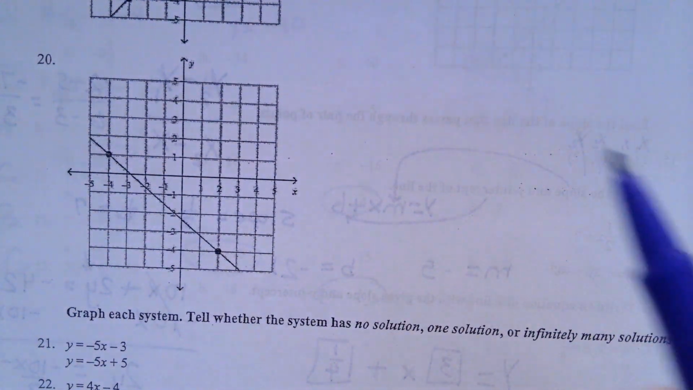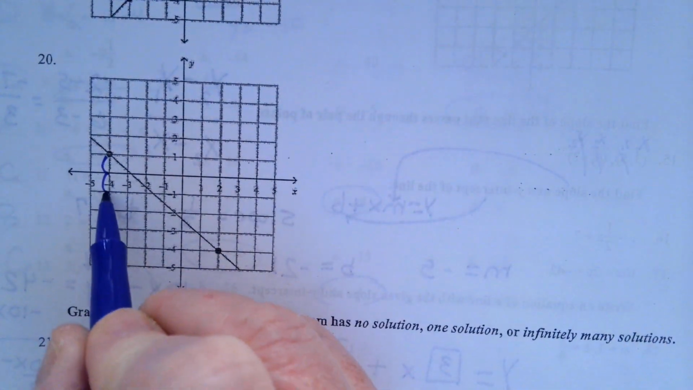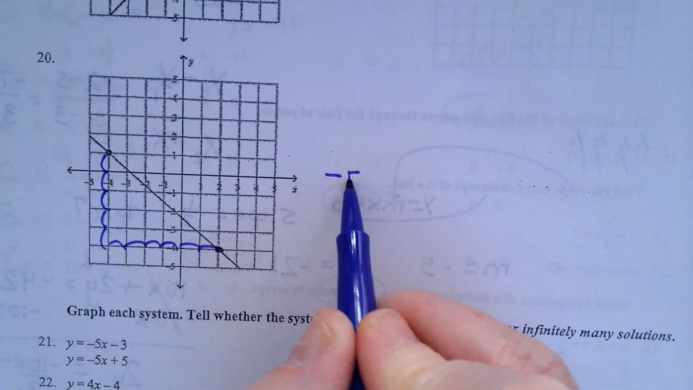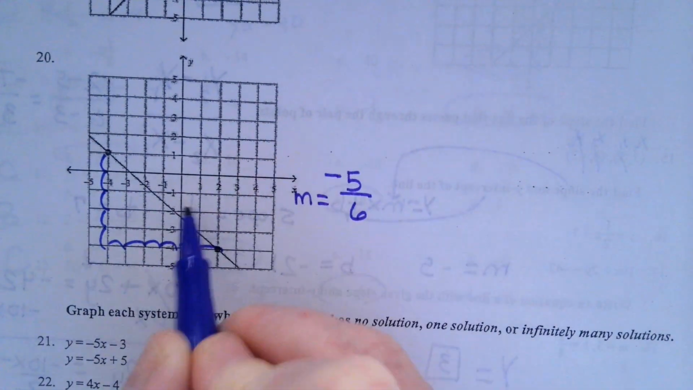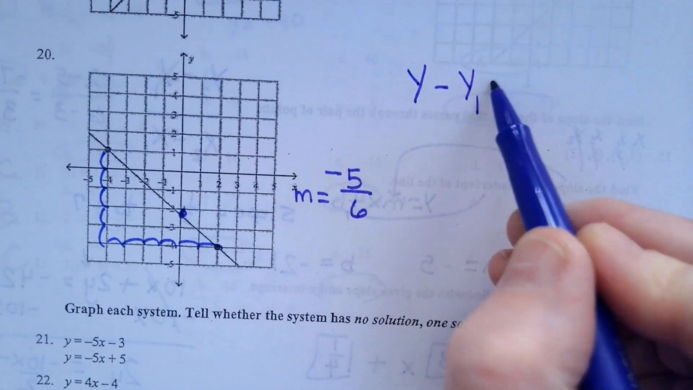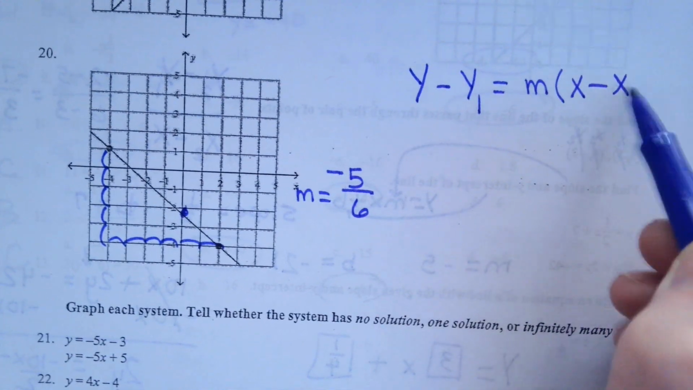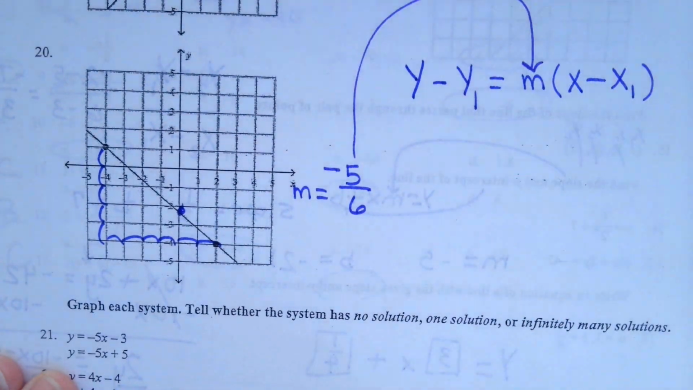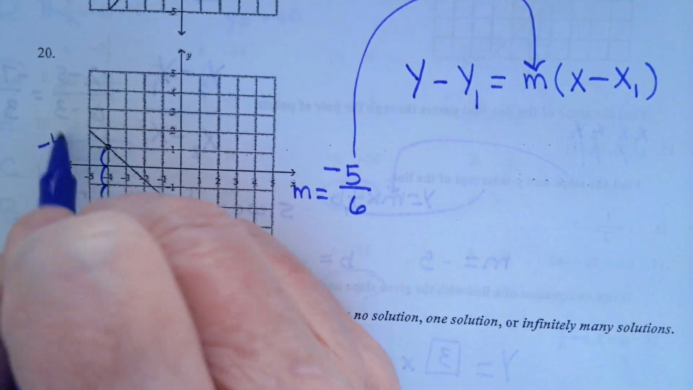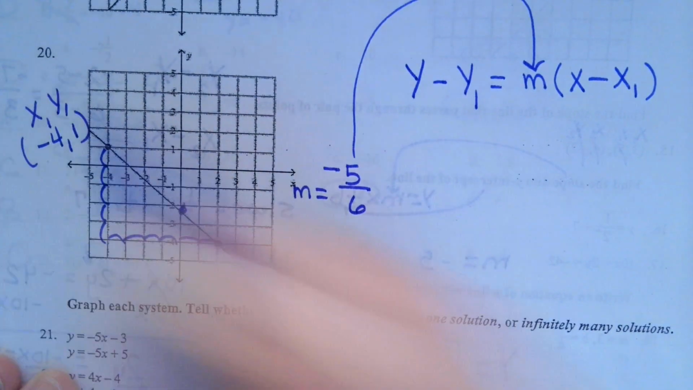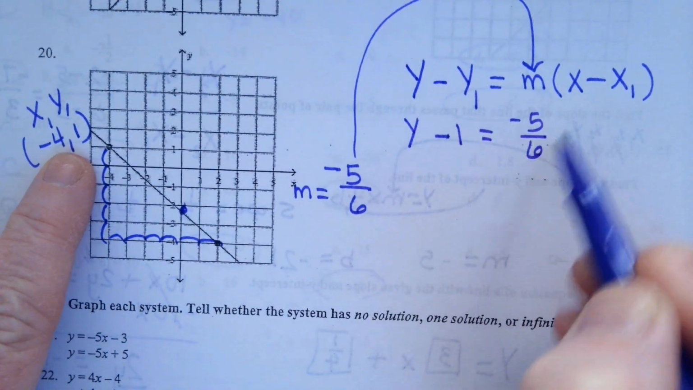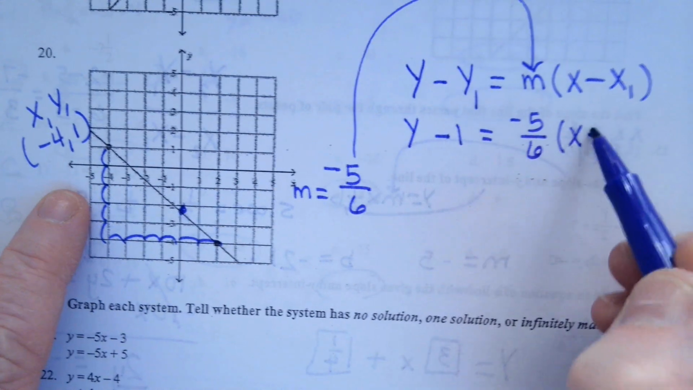Number 20. Let's find the slope. 1, 2, 3, 4, 5. 1, 2, 3, 4, 5, 6. -5 over 6 is the slope. For the y-intercept, we're going to have to use the point slope formula. Y minus y sub 1 equals m times x minus x sub 1. We know the slope. We're going to need to identify one of these points. This one's -4, 1. We're going to use that one. This is x sub 1, y sub 1. So y minus 1 equals -5 over 6 times x minus -4.